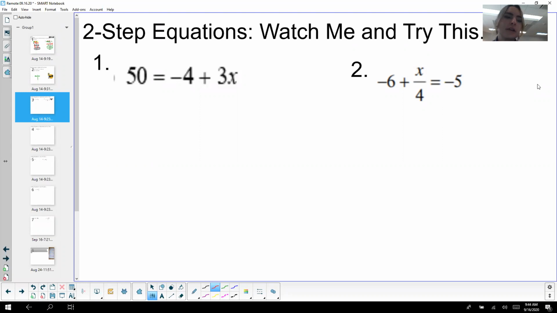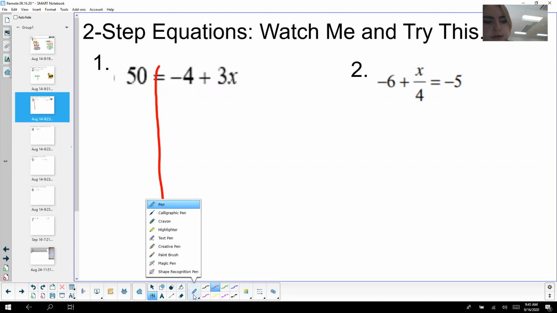All right, so for this next example, I've got 50 equals negative 4 plus 3x. I've got to draw my wall. That's my first step. I'm going to draw my wall down the middle. Again, this is a two-step equation, so there's 2 steps that I have to take to get to my variable. Because again, I want to solve for x. So x is my missing variable.